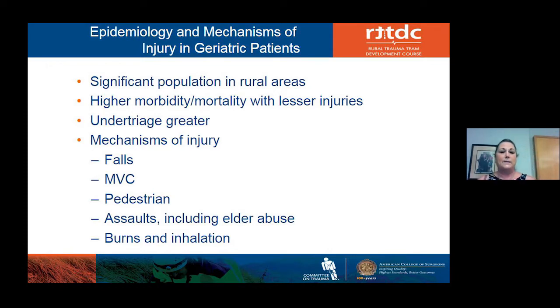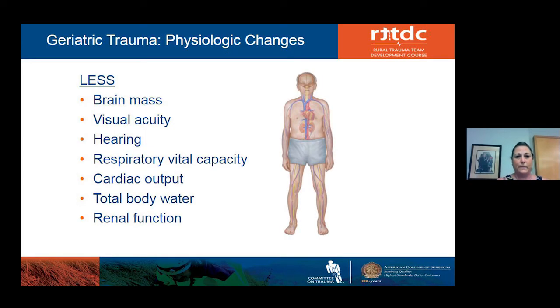Some of the mechanisms of injury are falls, motor vehicle collision, pedestrian where they're walking across the street, assaults, including elder abuse, burns, and inhalation. These are all the things that we're going to touch on during this part of the segment. So this is our 94-year-old male geriatric patient.